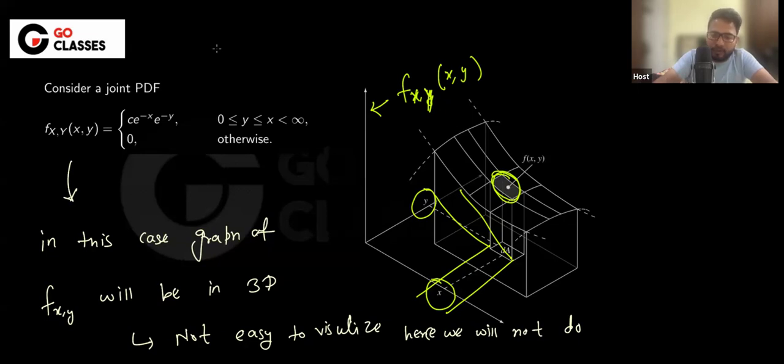Okay. So basically, what I'm saying here is that if you have more than one random variable, then the graph will be in 3D, in 4D, like that, right? So that's why we want to be able to visualize also. Okay.